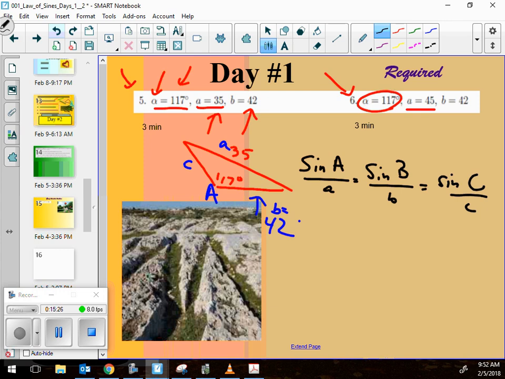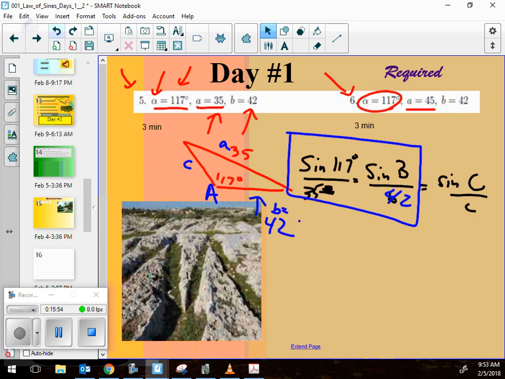All right. So sine of A, which in this case is 117, and then little a, which was 35. And then let's just do the B one, because it's right next door, and we'll just use this part of the formula. Do we know angle big B? No, but we know side little b is 42, so we put a 42 here.